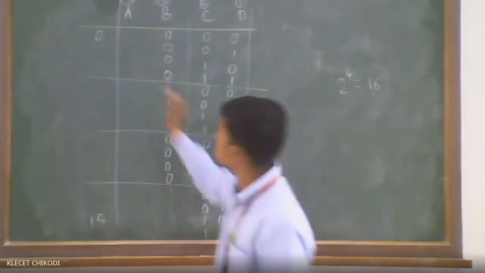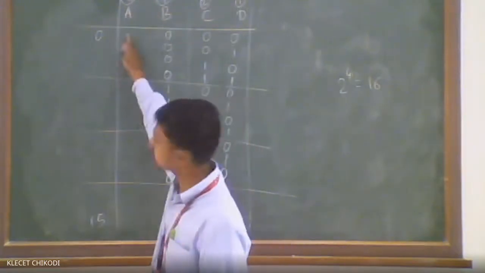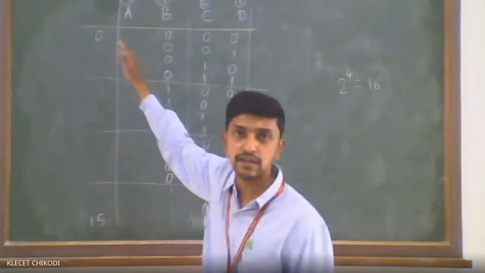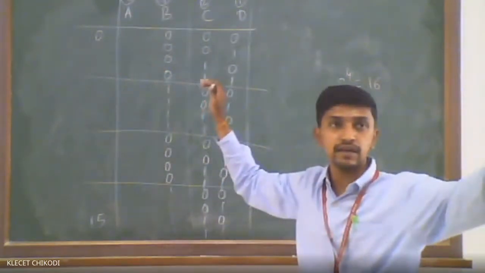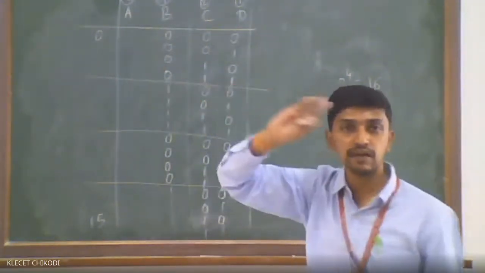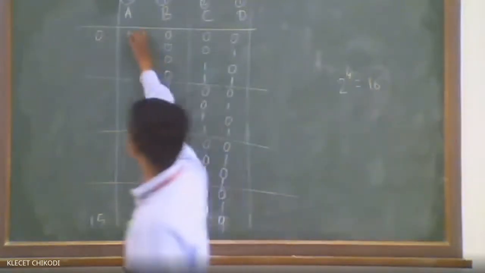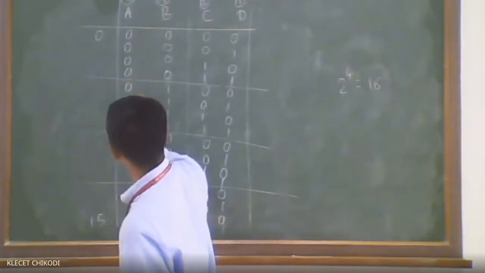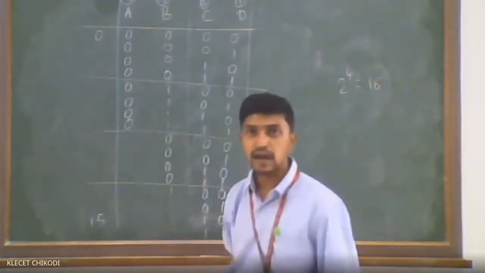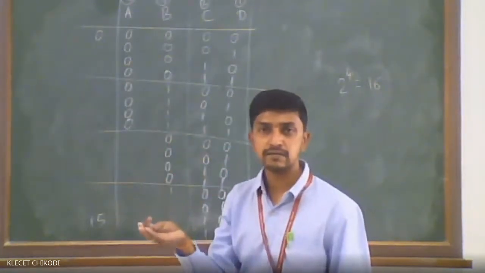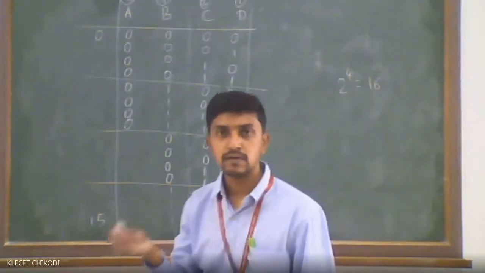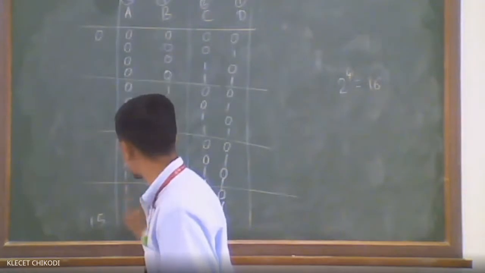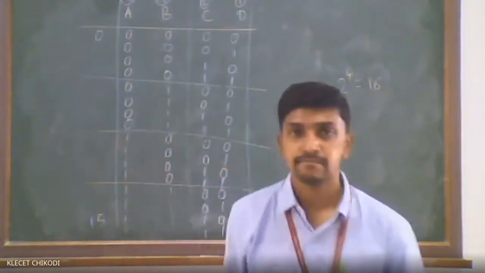Now, similarly, you can see that here the MSB bit, that is A, is varying for every 8 bits. The first 8 bits will be zeros, and the remaining 8 bits will be 1.